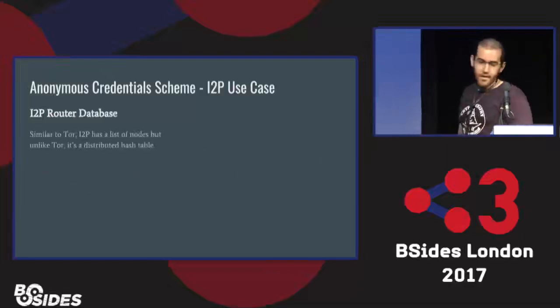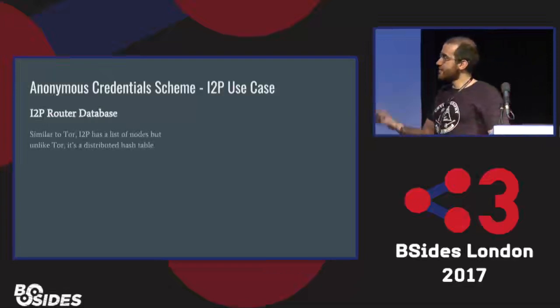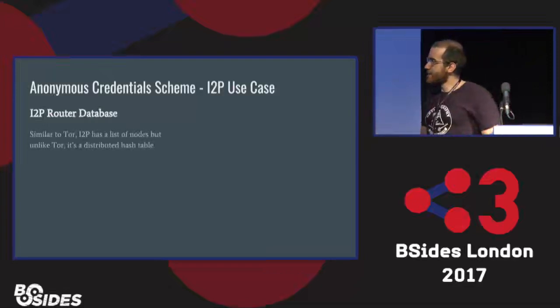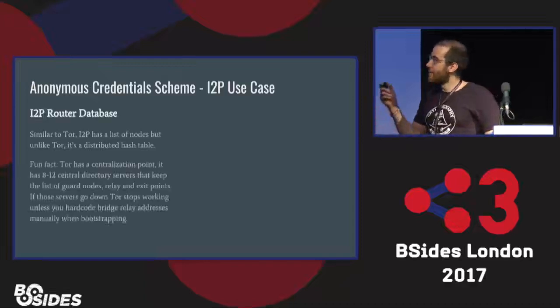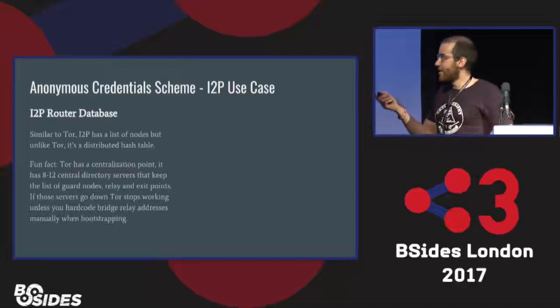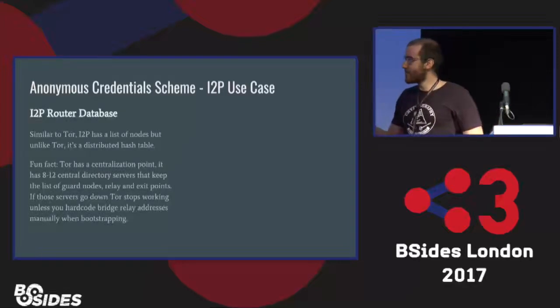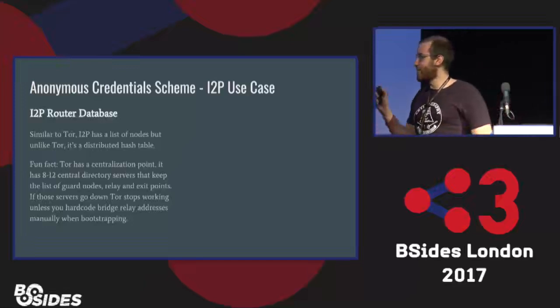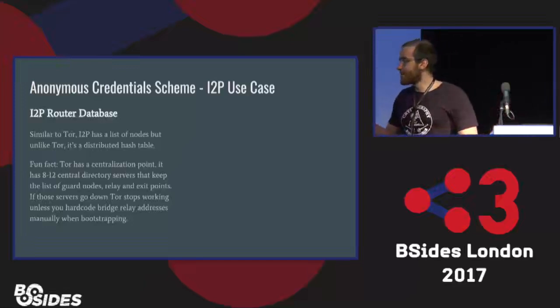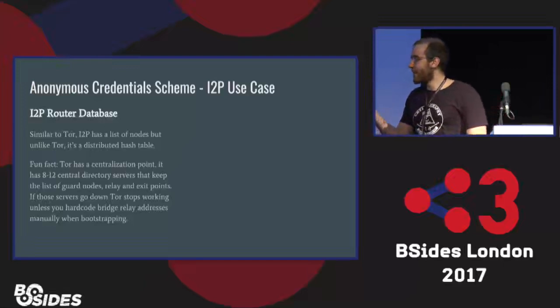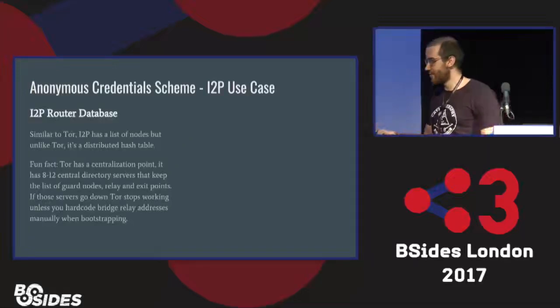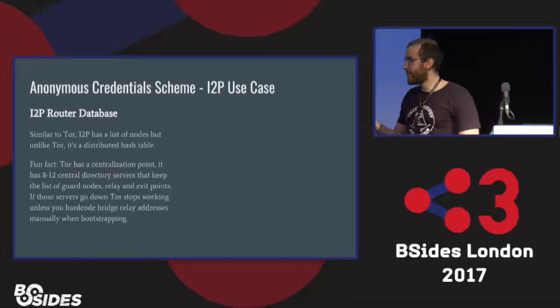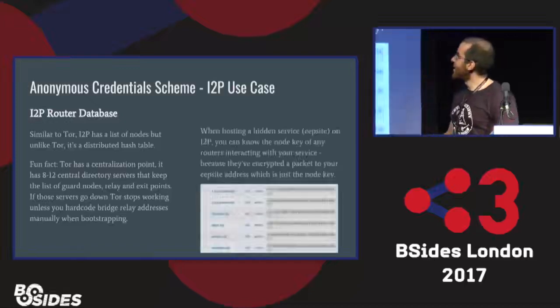But so the I2P router database is similar to Tor. I2P has a list of nodes, but unlike Tor, it's a distributed hash table. So there's a fun fact: Tor is actually centralized. There is a centralized point in Tor. It has 8 to 12 central directory servers that keep the list of guard nodes, and relay and exit points. If those servers go down, Tor stops working unless you know how to hard code relay addresses manually when bootstrapping. A little fun fact that few people know about.